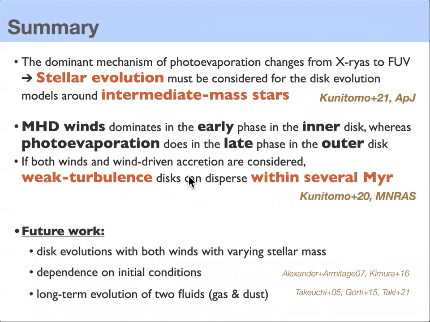So this is a summary of this talk. Stellar evolution should be considered in the disk evolution models around intermediate mass stars. And photoevaporation and the MHD winds are cooperative, and both winds should be considered.